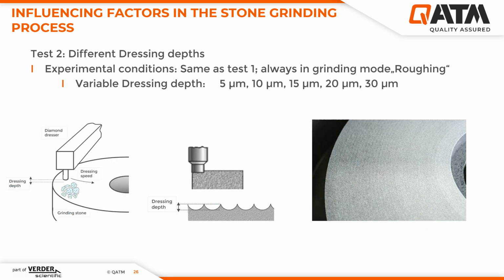In the second attempt, I worked with the same sample holder and the same grinding parameters, but always in the roughing mode and with the fast dressing speed. I only changed the dressing depth. The dressing depth is the measure of how deep the dresser penetrates the grinding stone during dressing. In the grinding process with stones, dressing depths of 5 micron to 30 micron are recommended. Therefore, I chose this area for my series of experiments and ground my sample holder with these different dressing depths.